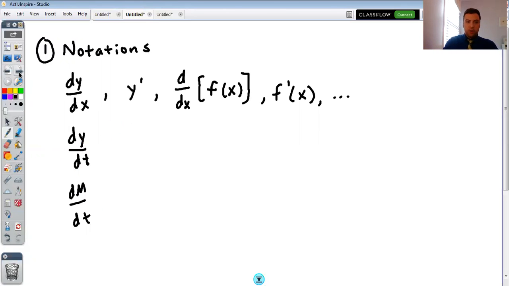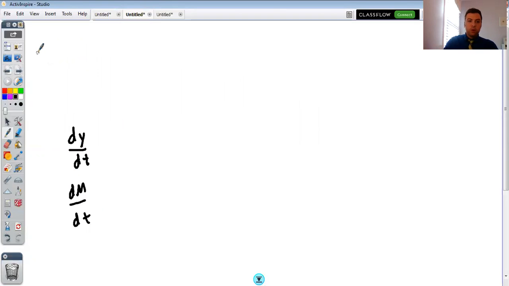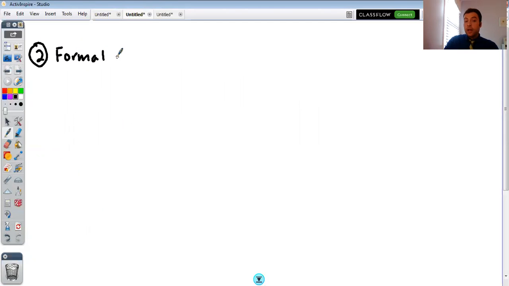Second thing I want to talk about with the derivative is your formal definition. For you guys at this point in the course, I want you to be able to recognize the formal definition of the derivative. We don't have to go through the full limit problems that we've done, but you should be able to recognize the formal definition and then apply your derivative skills from there.